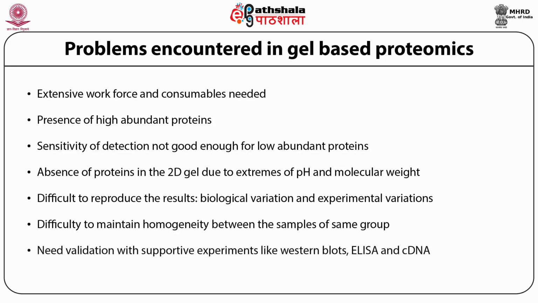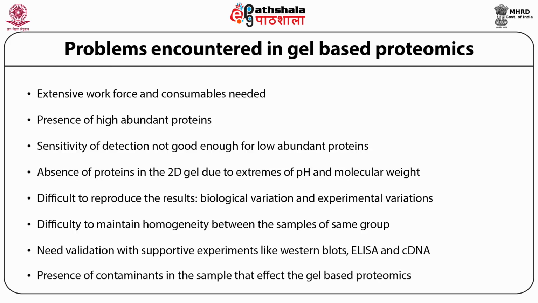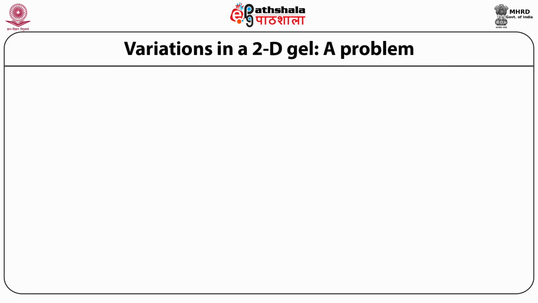There is a specific need to validate the gel-based experiments with other supportive experiments such as Western blots, ELISA, cDNA profiling, and immunohistochemistry as part of the validation. There are sometimes contaminants like carbohydrate, lipid, and ionic impurities, including salt, that could affect a smooth run of a gel. Variations in two-dimensional gel electrophoresis are sometimes a problem.